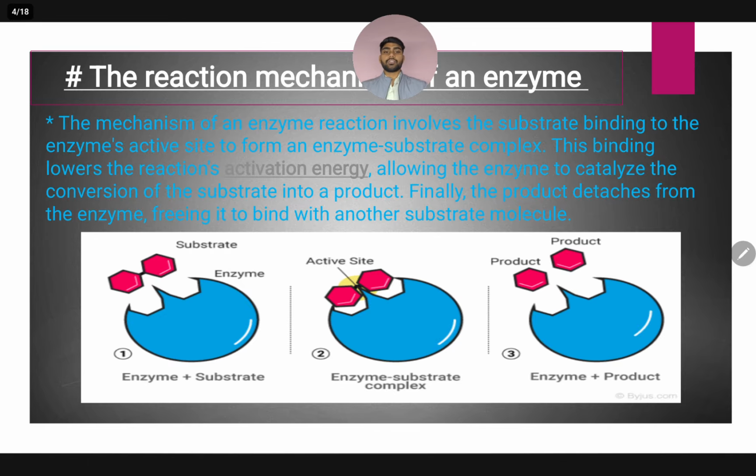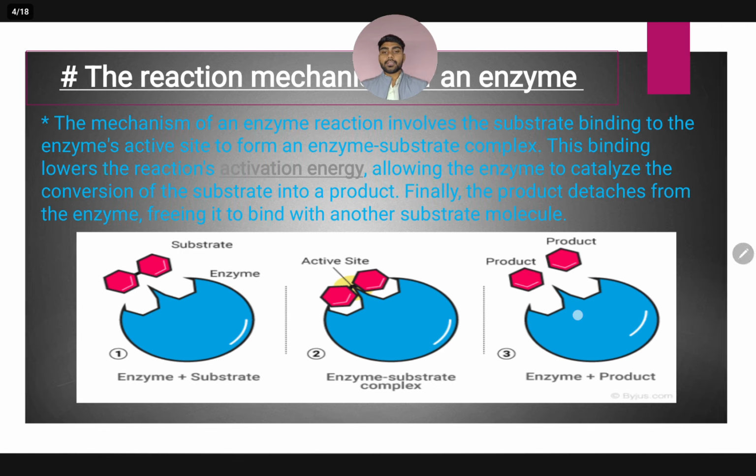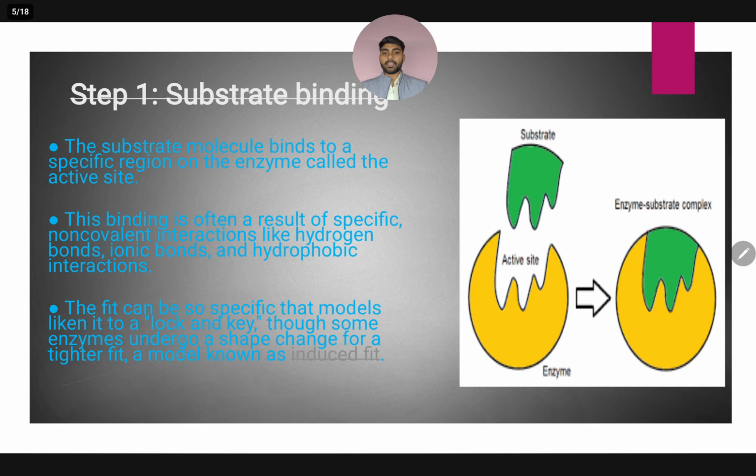Now let's walk through the general steps of an enzyme reaction. Step one is substrate binding. The substrate molecule binds to the active site. This binding is specific and is the result of those non-covalent interactions we just mentioned, like hydrogen and ionic bonds. The fit is often likened to a lock and key model, though sometimes the enzyme changes shape for a tighter fit, known as induced fit.